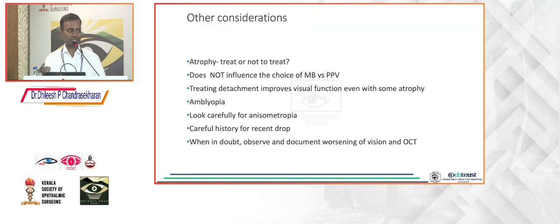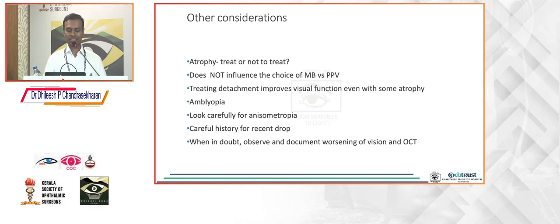So other considerations while deciding about surgery are atrophy and amblyopia. Atrophy, the presence or absence, influences the decision whether to treat or not to treat. It does not influence the choice of surgery. So treating a detachment even in the presence of atrophy can improve some little bit of visual function.